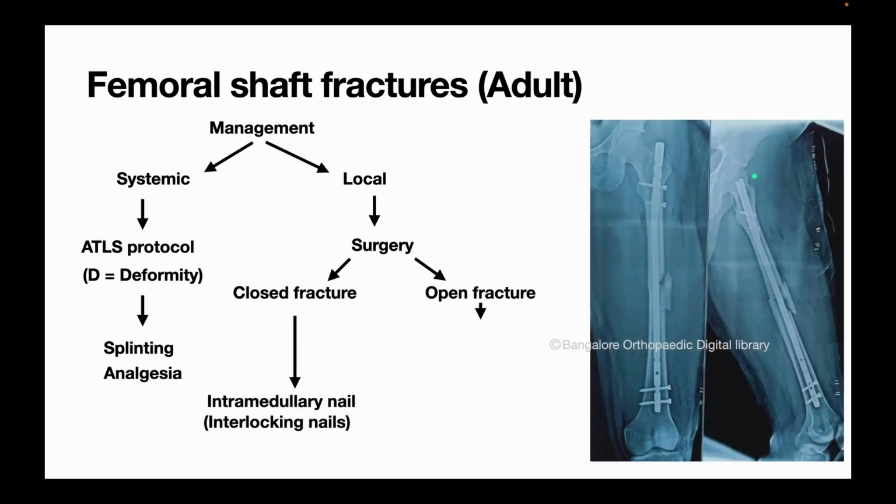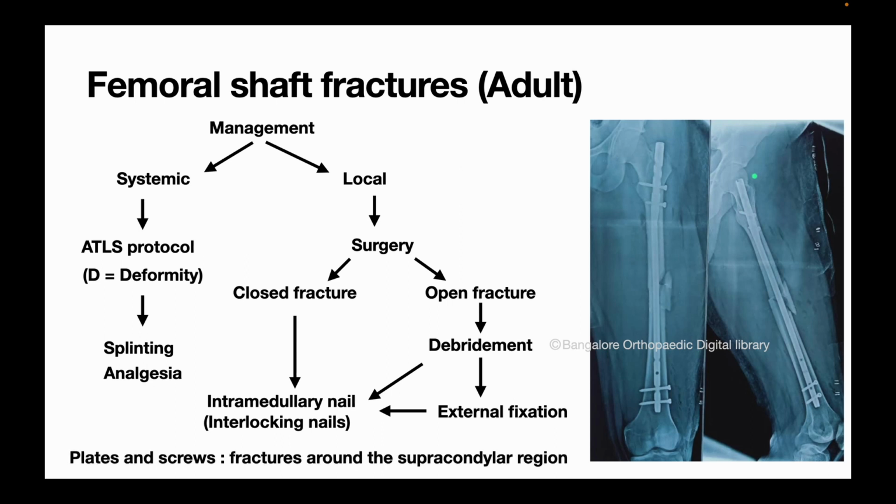An open fracture needs soft tissue management by way of debridement, followed by an intramedullary nail, or rarely an external fixation followed by an intramedullary nail. Fractures around the joints are treated with contoured plates and screws.